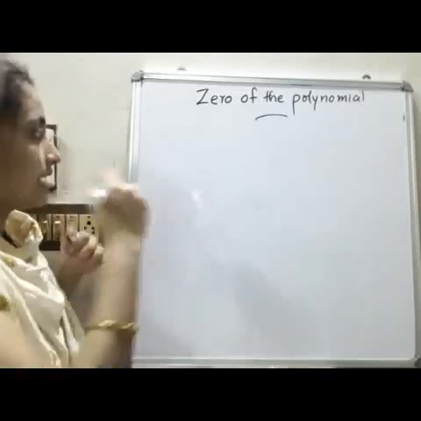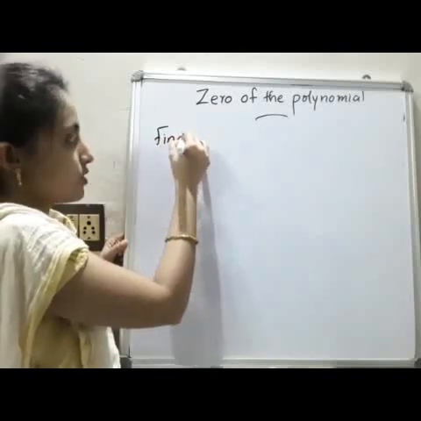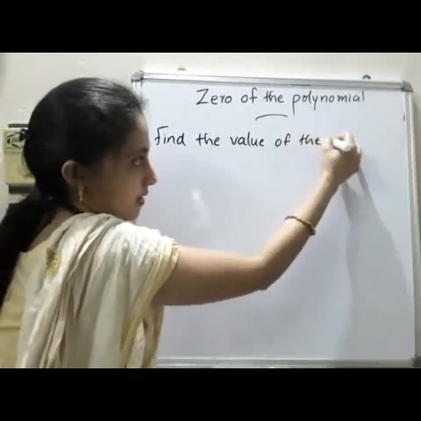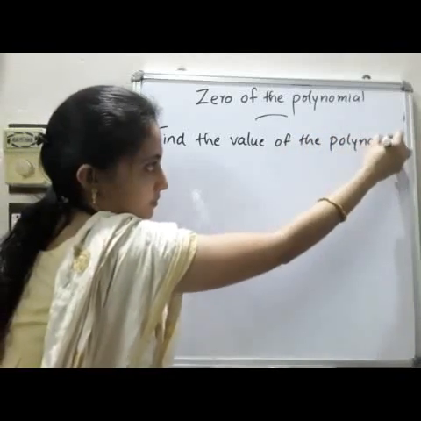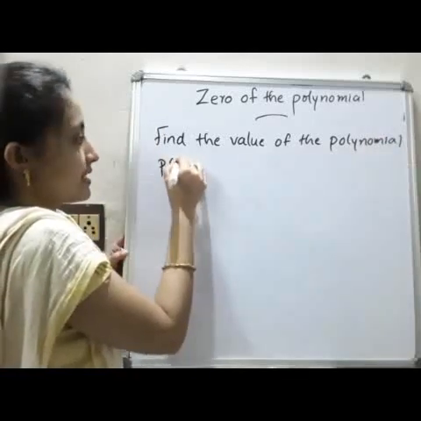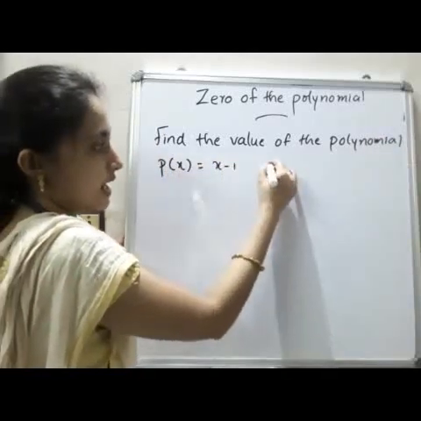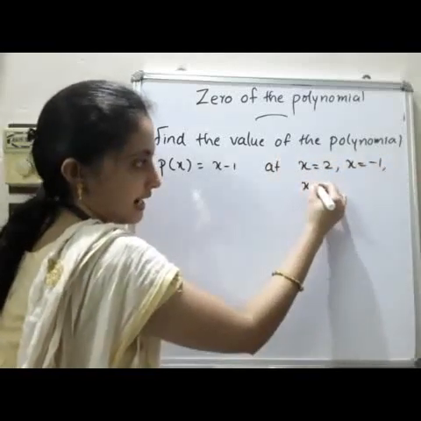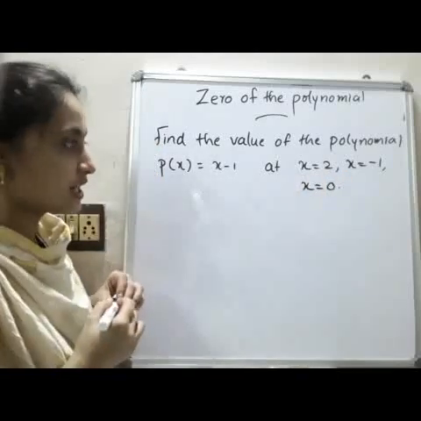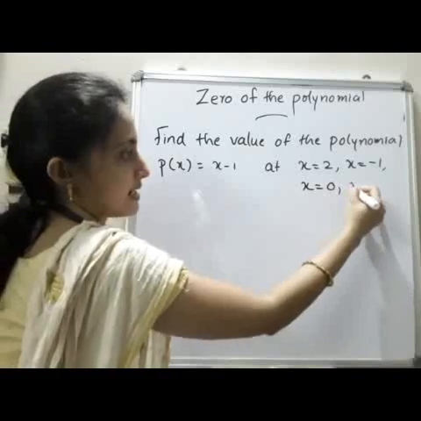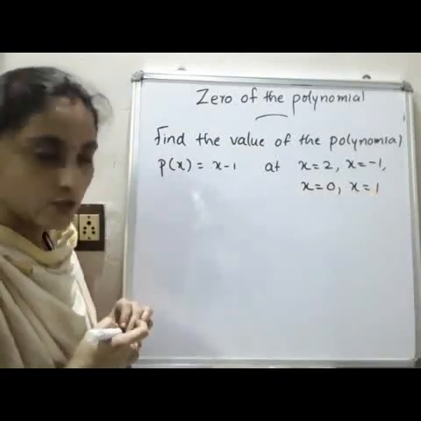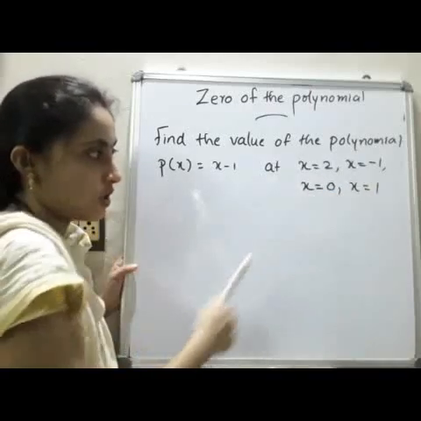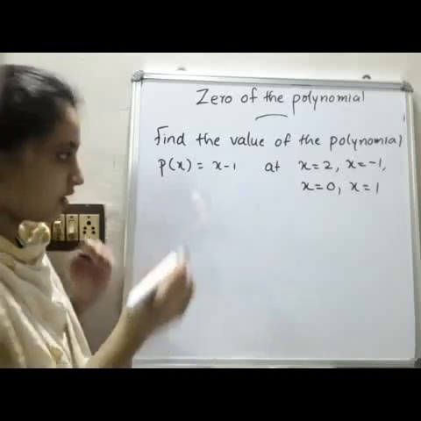Okay, for example, listen here, I will give you one question. Find the value of the polynomial P of x is equal to x minus 1 at x is equal to 2, x is equal to minus 1 and x is equal to 0. One more I will give, x is equal to 1. 4 questions I give. So you have to find the value of this polynomial at x is equal to 2, x is equal to minus 1, x is equal to 0 and x is equal to 1. Okay.